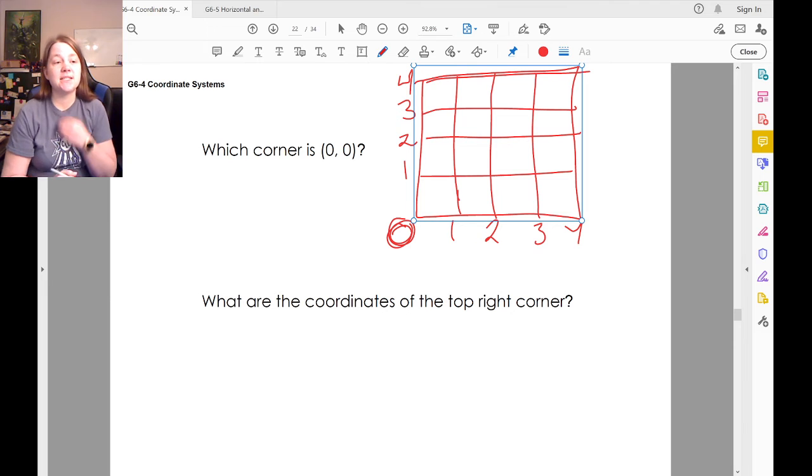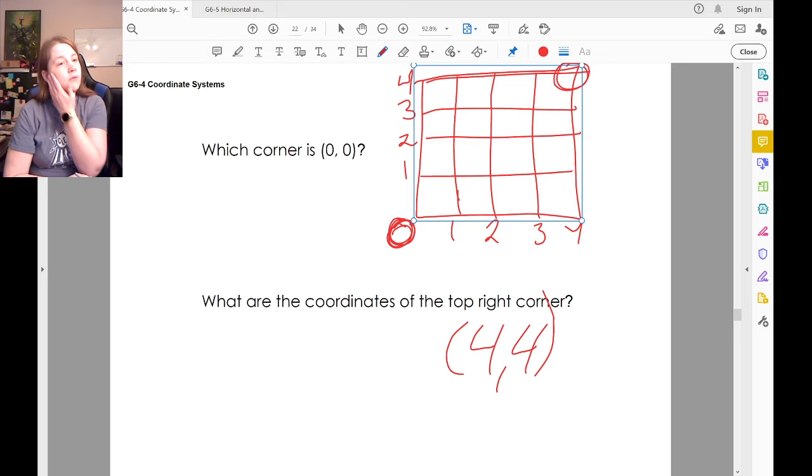You can see that 0 is not moving at all. The other grids started at 1. That is almost never how a coordinate grid will be. It will, in fact, start at 0. Keep that in mind. What coordinates are the top corner here? Well, the top right corner, right here, is 4, 4.